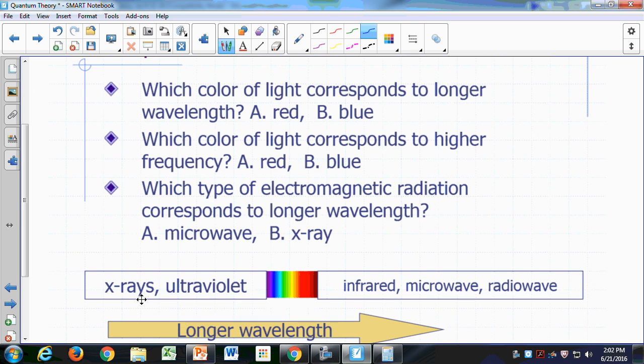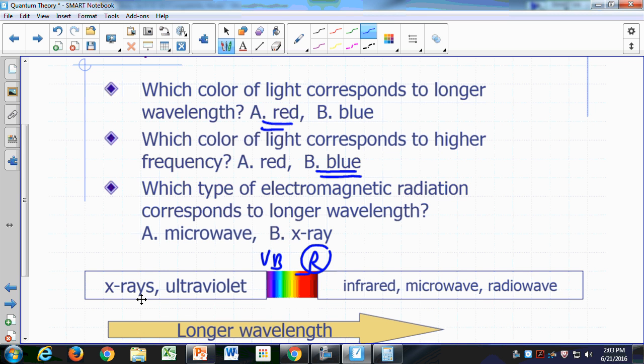Which color of light corresponds to longer wavelength, red or blue? Well, the red end of your electromagnetic spectrum would be longer wavelength. The violet end, where blue is closer to, would be on the shorter end of your wavelength scale. So red would have longer wavelength. Which color corresponds to higher frequency? Well, the shorter wavelength, right? So that would be the blue color.